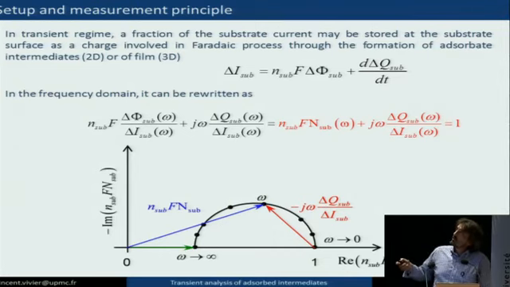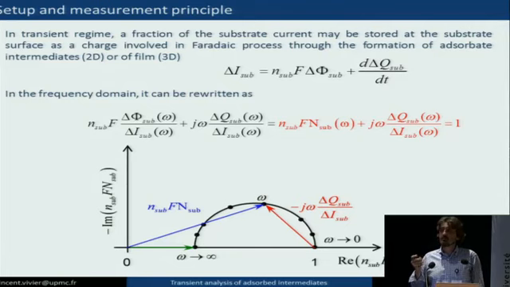So here, what we get at the end is the equation of a semicircle. And this semicircle, if we plot this equation, we obtain this Nyquist representation. This contribution corresponds to the relaxation of adsorbed intermediate. This one corresponds to what happens at the substrate, but only with the component of the flux of the current. And this term, when the frequency turns towards infinity, contains the information about the kinetics of processes occurring at the substrate.